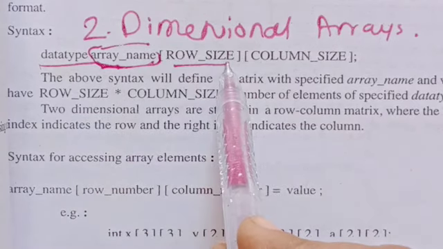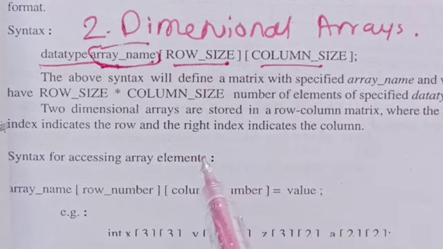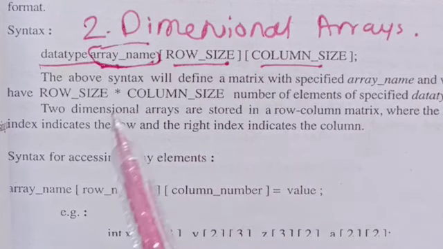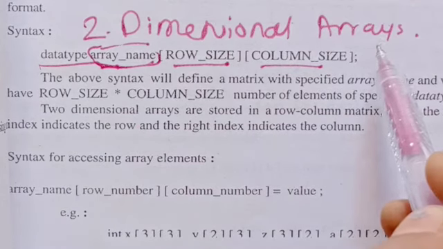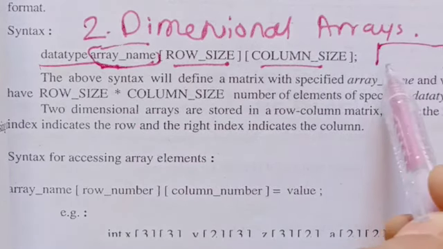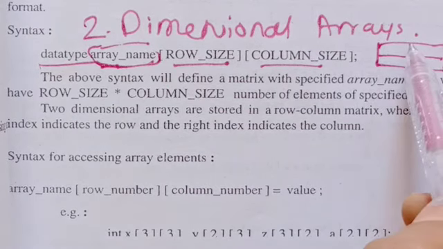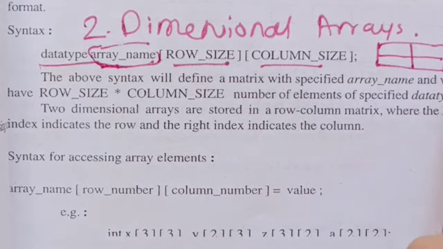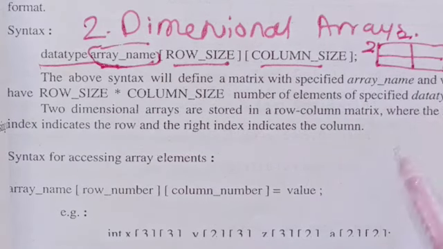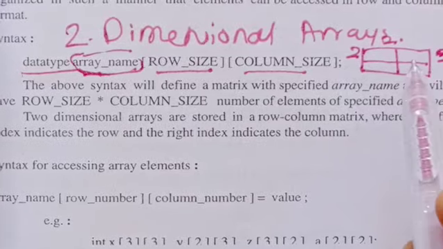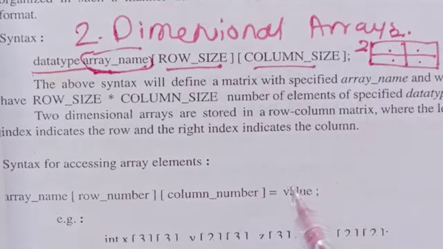Here is the row size, that means how many rows you want, and this is the column size, that means how many columns you want in the array. So with the number of rows and columns, the memory will be allocated like this. Suppose you are taking an array of 4 elements, that is 2 rows and 2 columns. So it will have 4 elements: 1, 2, 3, 4.